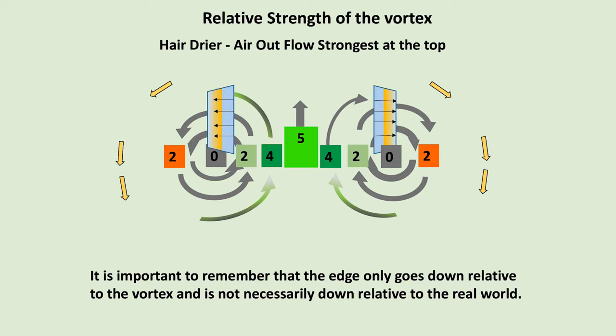The airflow is strongest at the top of the core. And that's when we get our gust on the airspeed indicator. Again, it's important to remember the edge only goes down relative to the vortex and is not necessarily down relative to the real world.